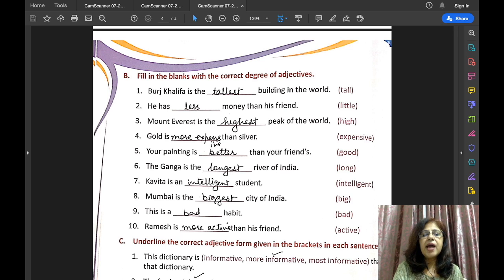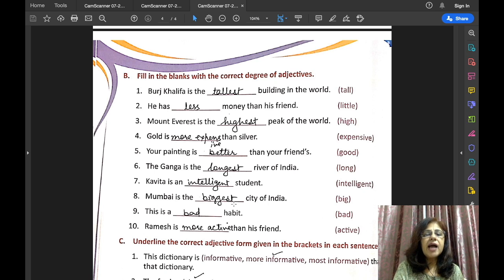Kavita is an dash student. So there is no comparison. We are talking only about Kavita. So positive degree will be used, and positive degree intelligent is written here. So there will be no change. We will write the positive degree because there is no comparison. We are talking only about Kavita. So we will write here intelligent. Kavita is an intelligent student.